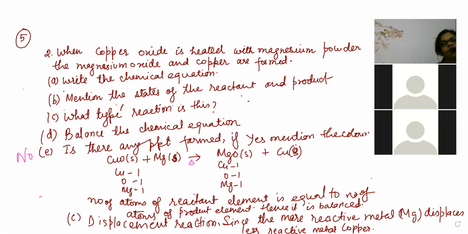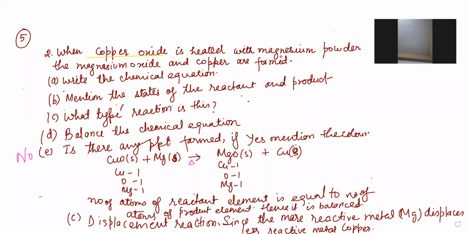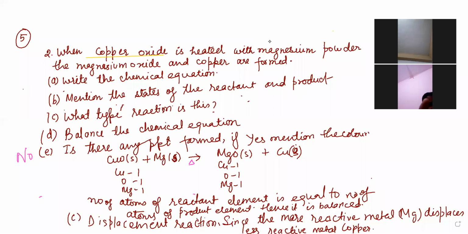So Bhavni, here in the question it is written, but in the question it was written that copper oxide is heated with magnesium powder. Copper oxide is heated with what, beta? Copper oxide is heated with magnesium powder. Okay, so that means magnesium is getting heated with copper.